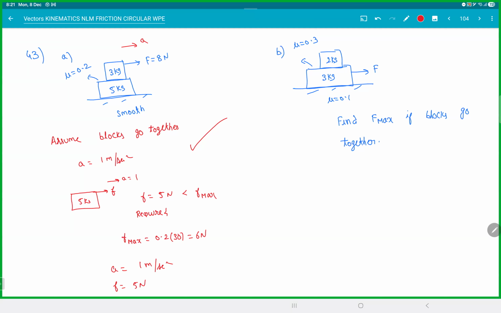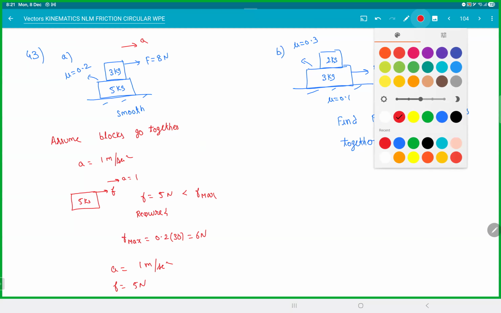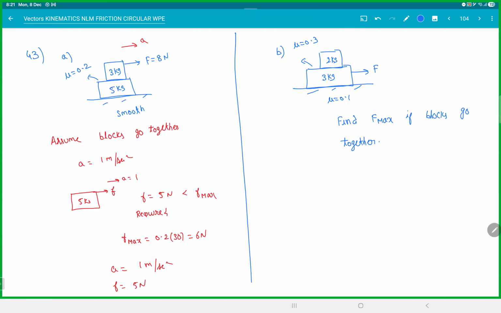In case you're still confused, you're not clear with this, you should definitely check out. I spent one full class only on 2-block and 3-block problems in the notes. But this is how you handle 2 blocks. You start with an assumption. Don't put F maximum. The second question, find F max if blocks go together. Okay, here it is fine because you're asking maximum force. So it must be on the verge of slipping.